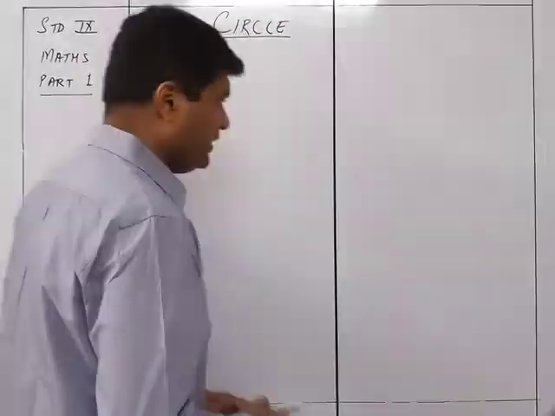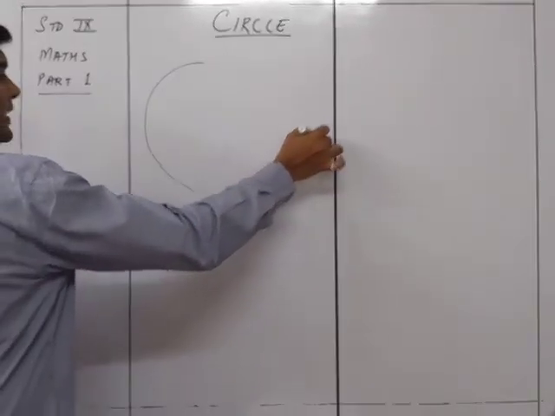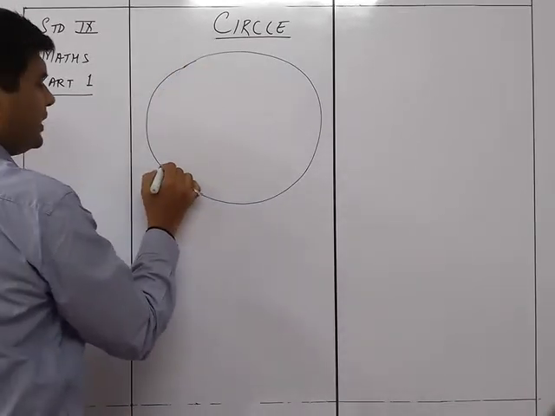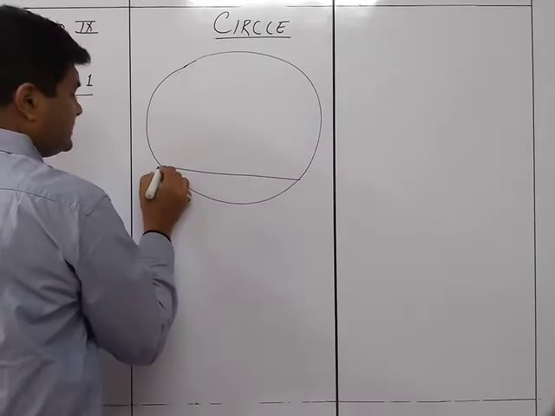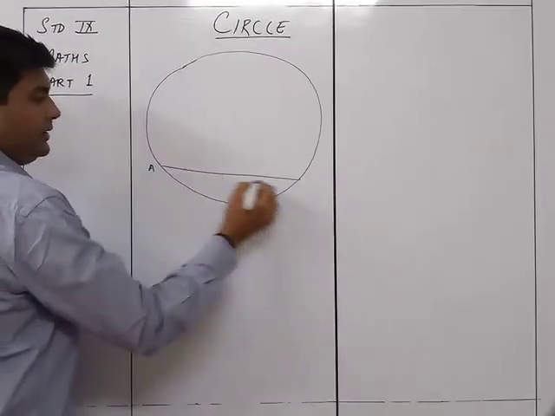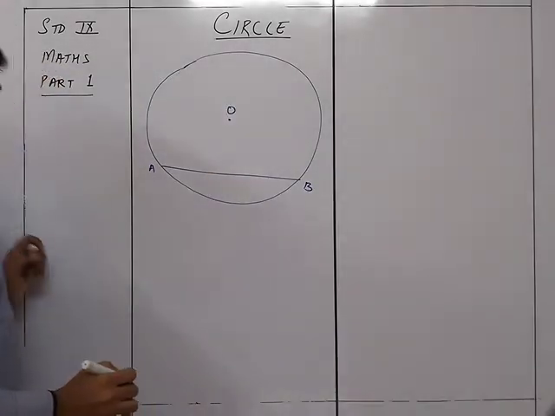So first of all, let's see that I've got a circle. Now, if I've got a circle over here like this, and I've got a chord like this, that is chord AB, and this is the center O. So this is what is given to me.